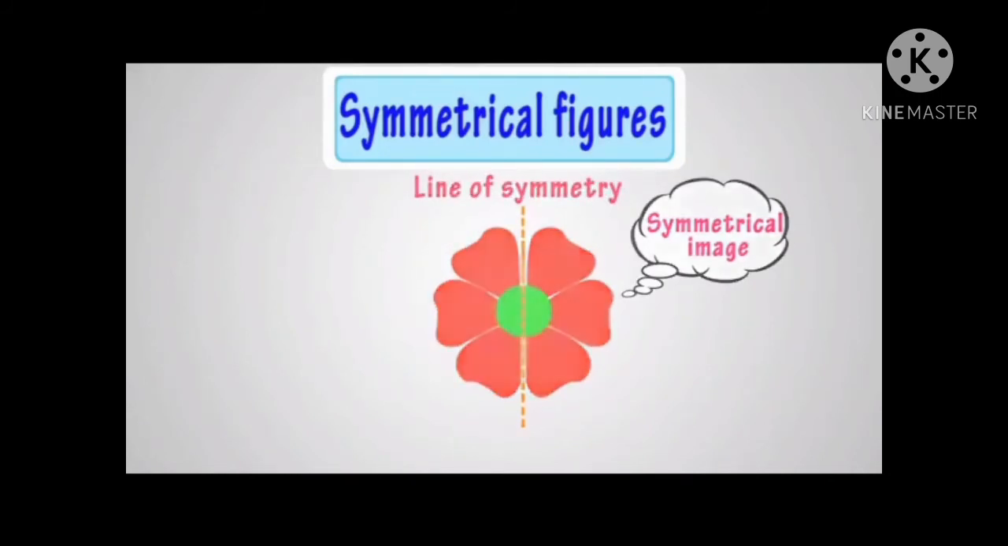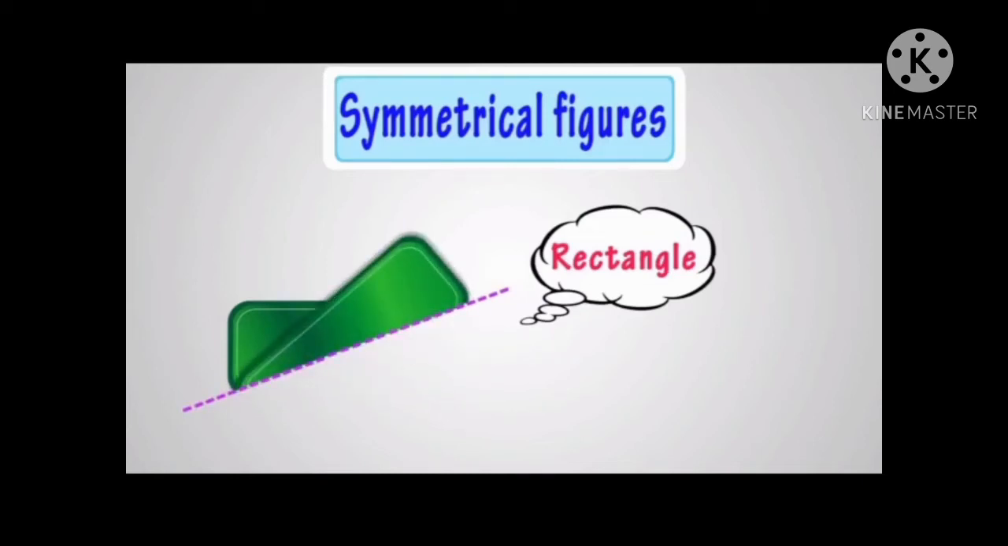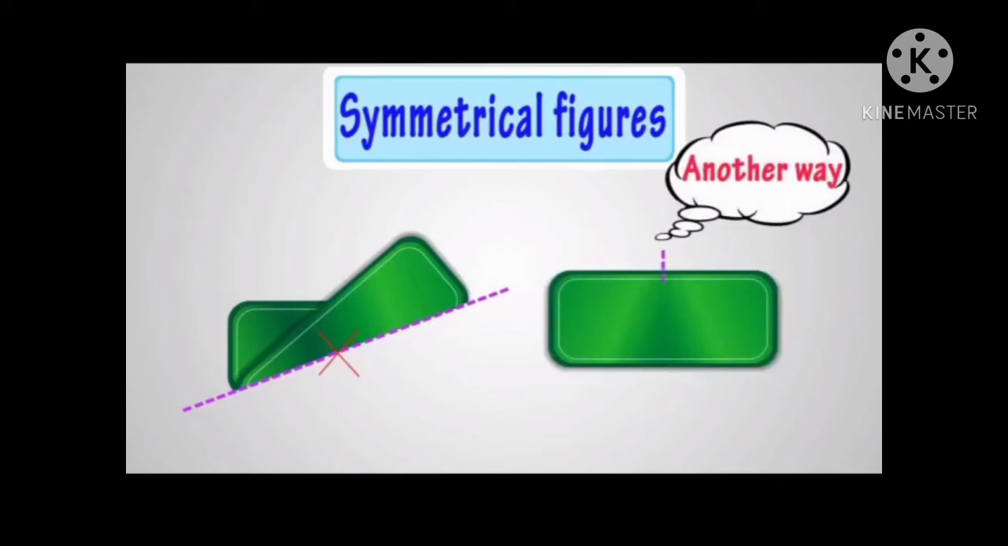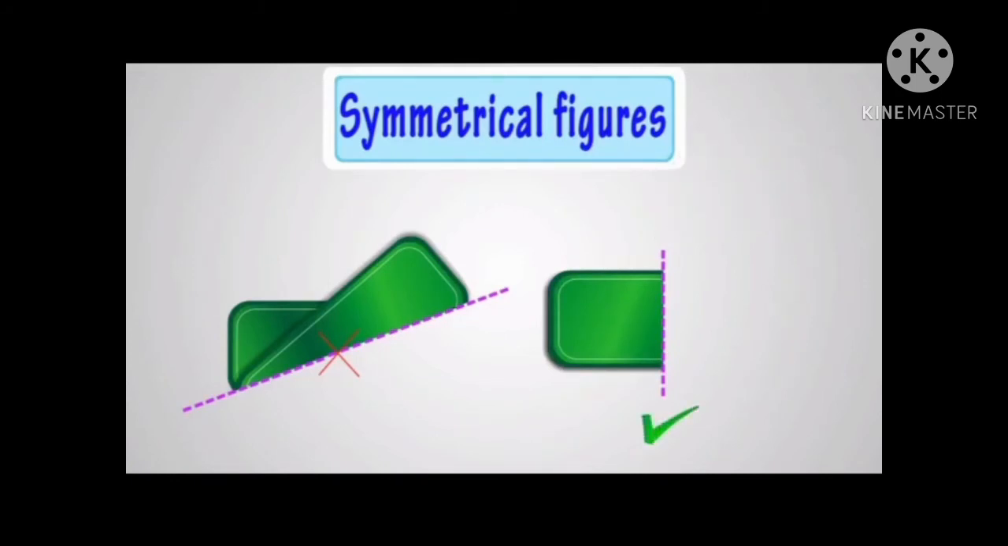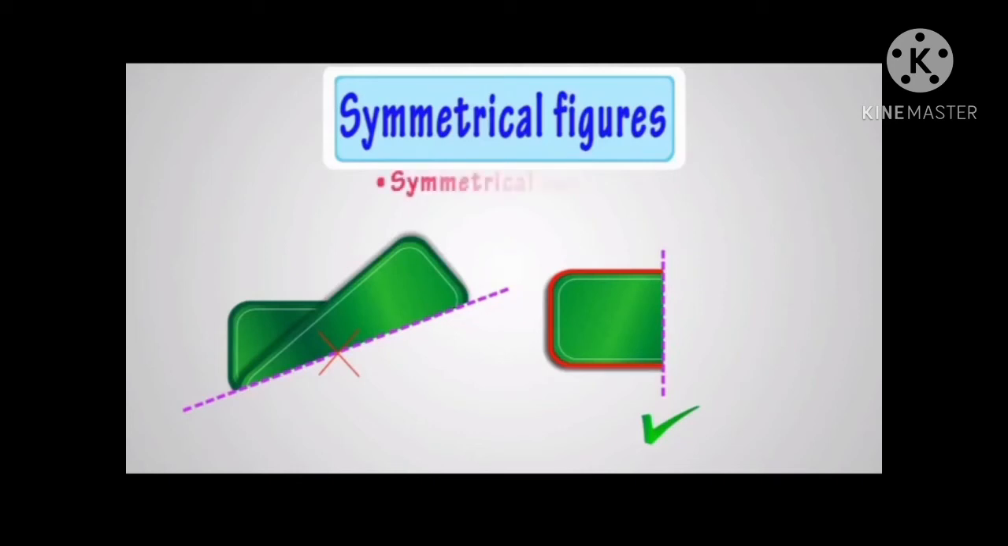Now, let's try the same with another figure. Here is a rectangle. Let's fold this rectangle halfway. If we fold it here, it does not work. One half does not cover the other half. So let's try another way. Let's fold it this way. Yeah, if we fold it here, it works. That is, one half is completely covering the other half. So we got to know that this figure is symmetrical, and this line of fold is the line of symmetry.